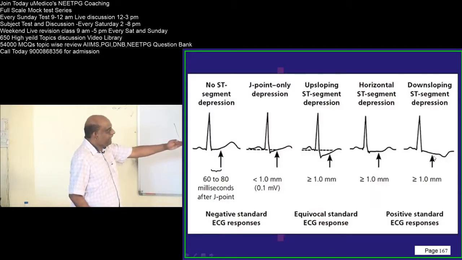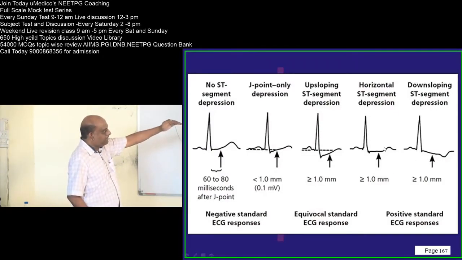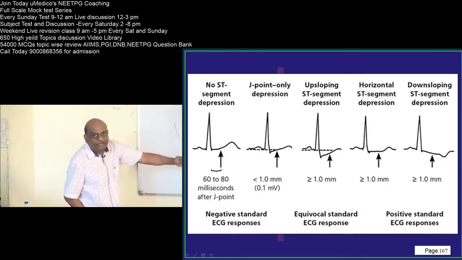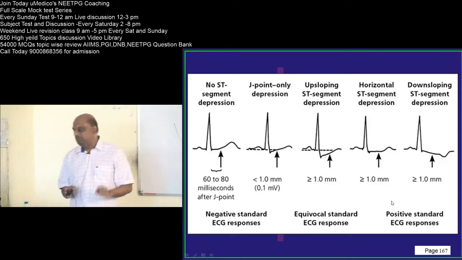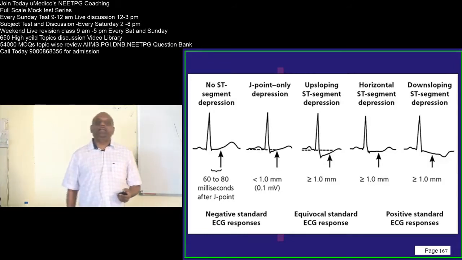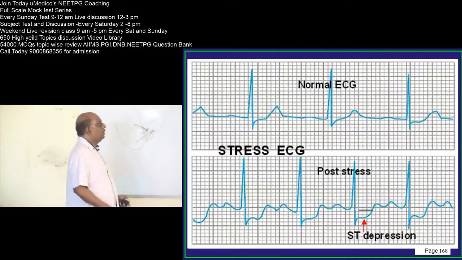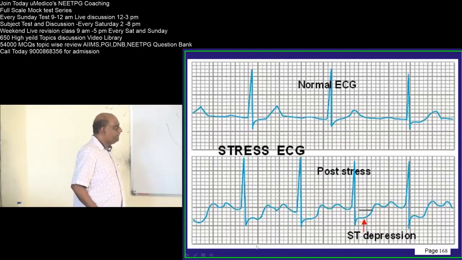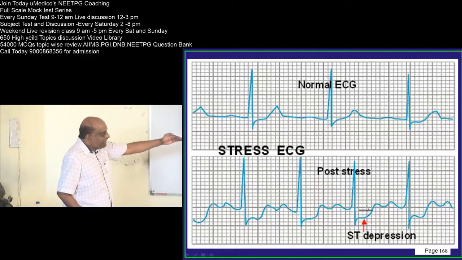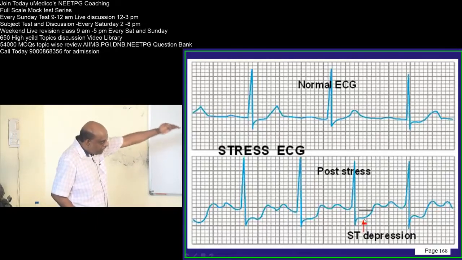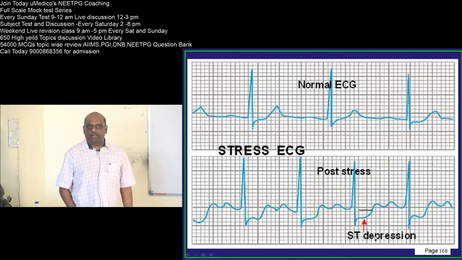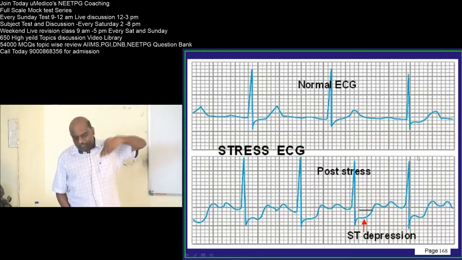Whereas here, if you see, it is straight descending down. So horizontal ST depression or a downsloping depression is considered a positive treadmill, is what you have to ultimately remember. This is an example of a normal ECG, and post stress, how is the ST segment depression? It is a horizontal depression. Is it benign or pathological? It is pathological. You have to worry if there is a horizontal depression or a downsloping depression.